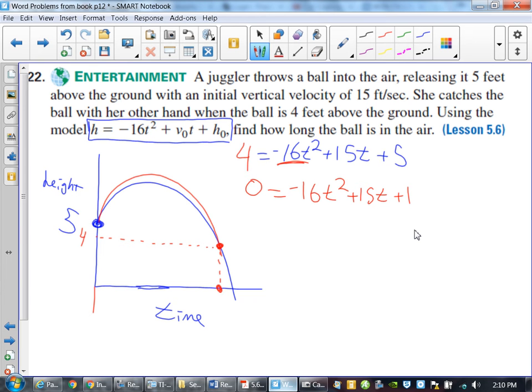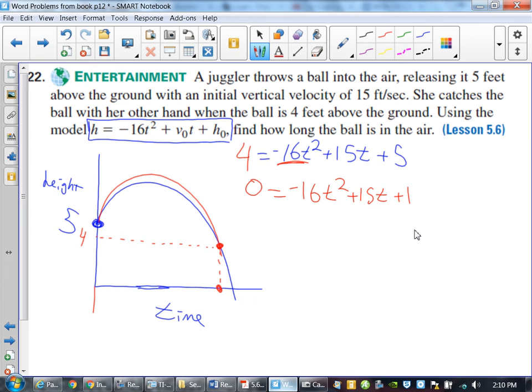I can do this a couple of different ways. I could try to factor that, but I don't want to factor something that has a leading coefficient that's negative. I will usually screw that up. I don't want to complete the square because that'd be a nasty fraction. I can use the quadratic formula real quick, and it actually works rather quickly.